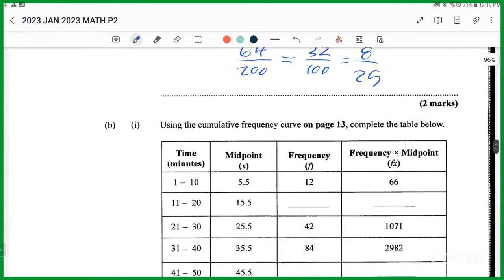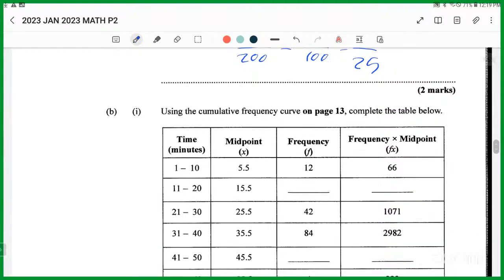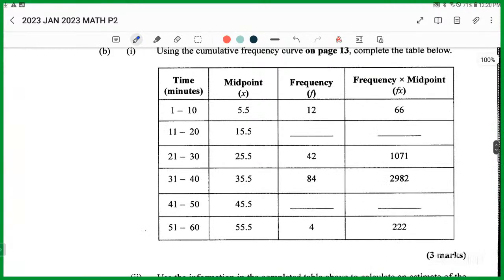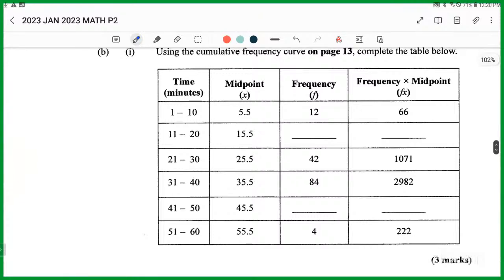Using the cumulative frequency curve, complete this table below. This question is testing your ability to find out what the frequency values are from the cumulative frequency curve. Frequency values are the difference in the intervals. Remember, to draw the cumulative frequency curve, they use these upper limit values. Always upper limit values because it's a less than or equal to graph.